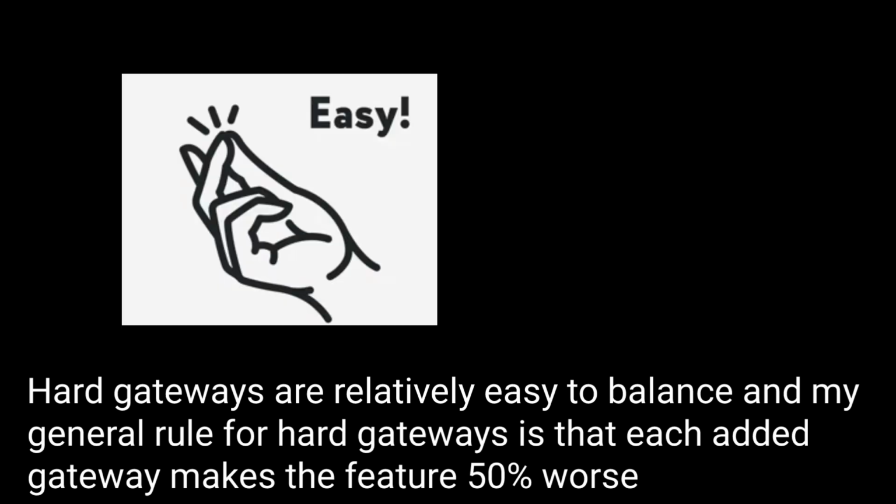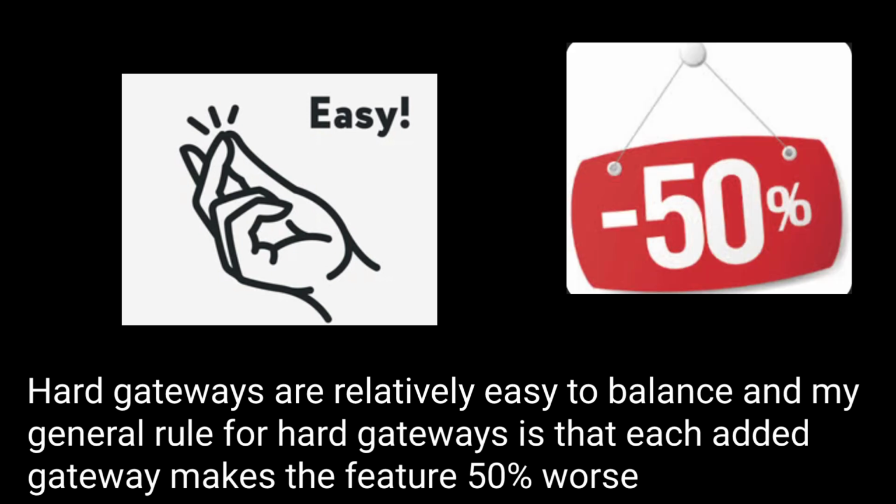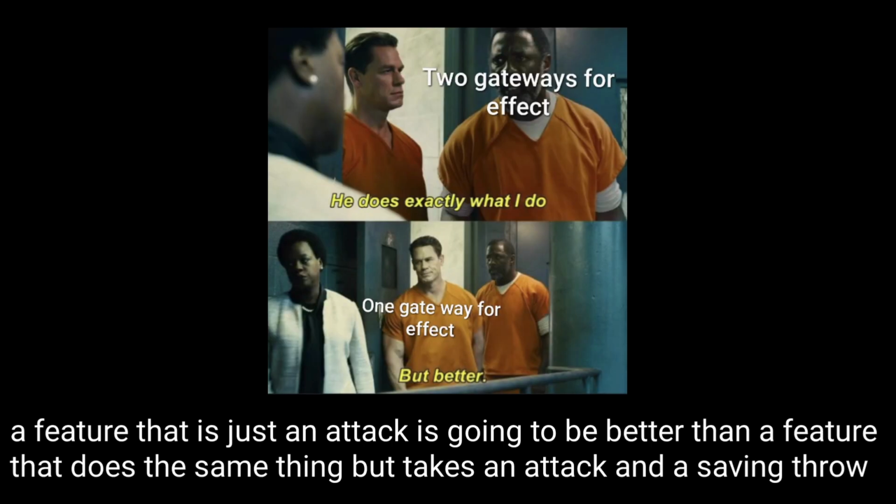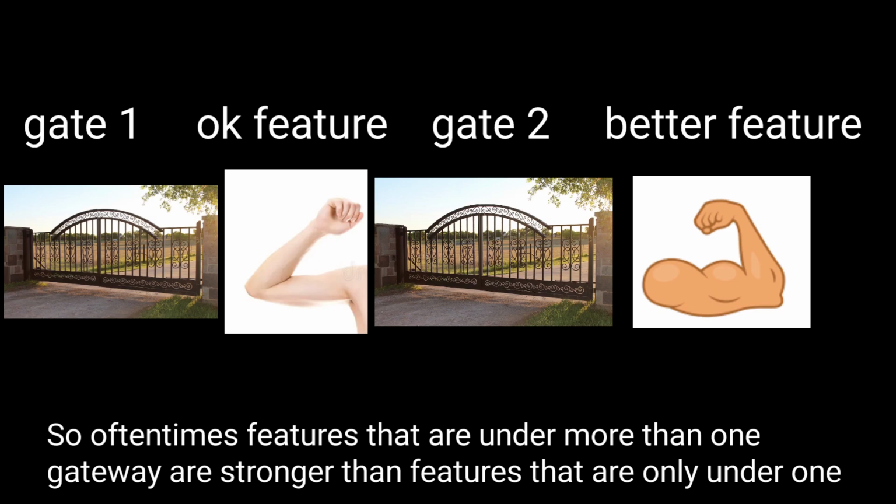Hard gateways are relatively easy to balance. My general rule for hard gateways is that each added gateway makes the feature 50% worse. A feature that is just an attack is going to be better than a feature that does the same thing but takes an attack and a saving throw. So oftentimes, features that are under more than one gateway are stronger than features that are only under one.